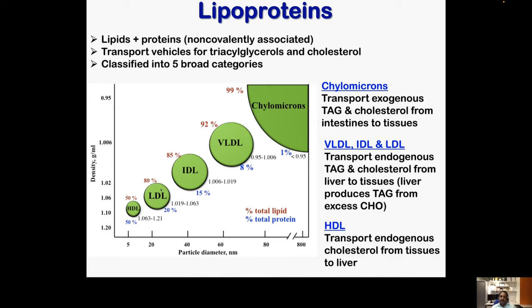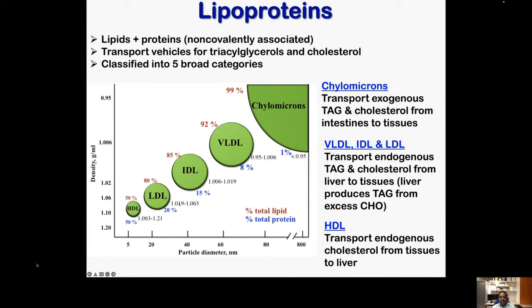So the next type of lipoproteins are high density lipoproteins. They are the smallest type of lipoproteins. You need to remember that the smallest type of lipoproteins are HDLs, or high density lipoproteins, and the largest ones are chylomicrons. So the HDLs contain 50% lipid and 50% protein.